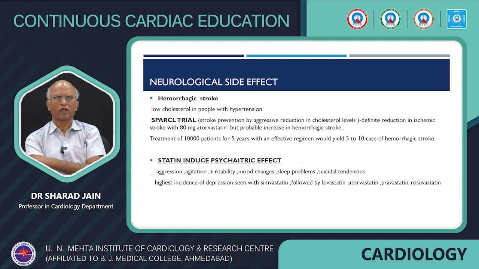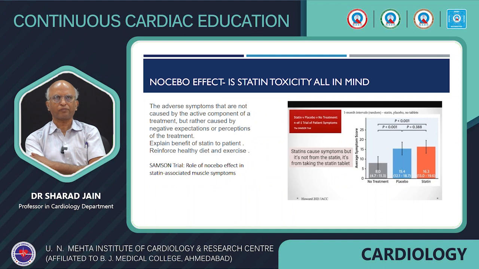Then the hemorrhagic stroke, with lowering cholesterol in people with hypertension. A special trial on stroke prevention by aggressive reduction in cholesterol level showed a definitive reduction in ischemic stroke with 80 mg statin, but there is an increase in risk of hemorrhagic stroke. Statin induced psychiatric effects like aggression, agitation, irritability, and mood changes are very rare but sometimes seen.